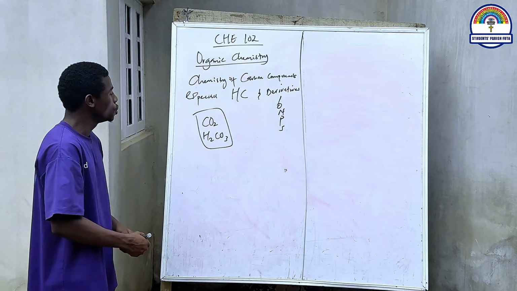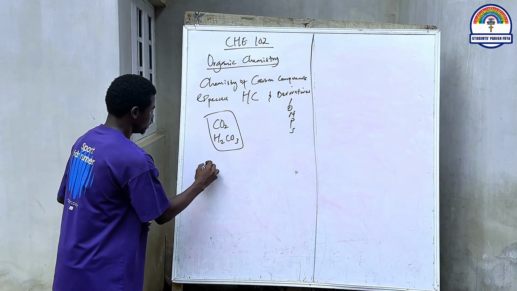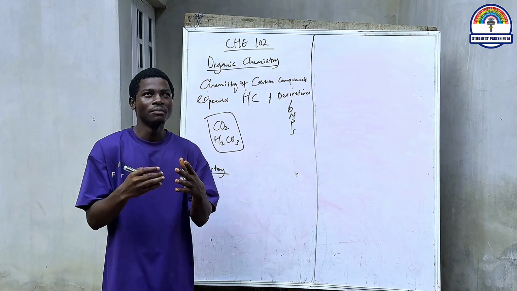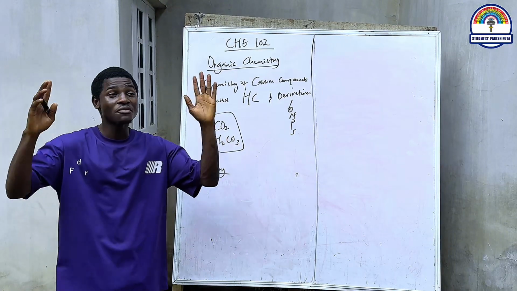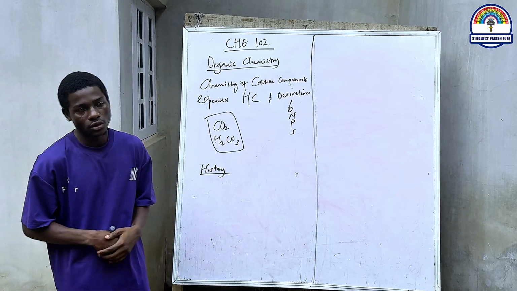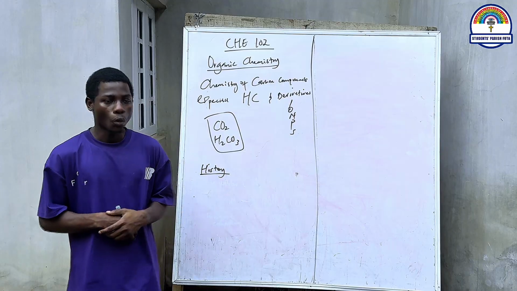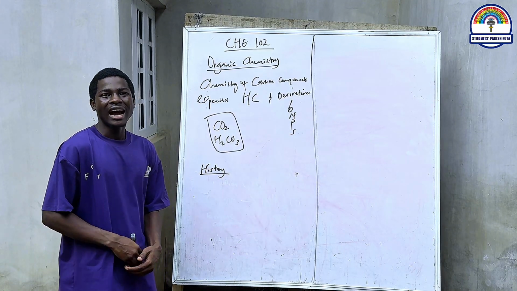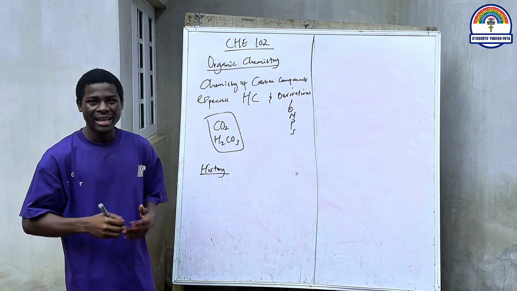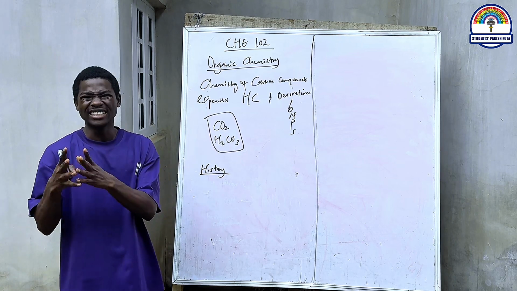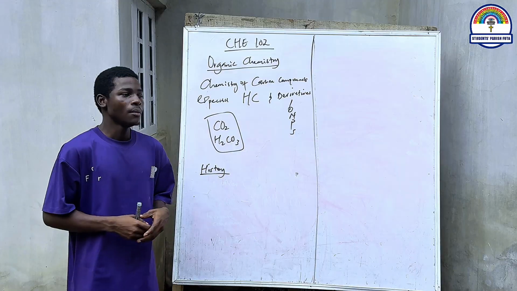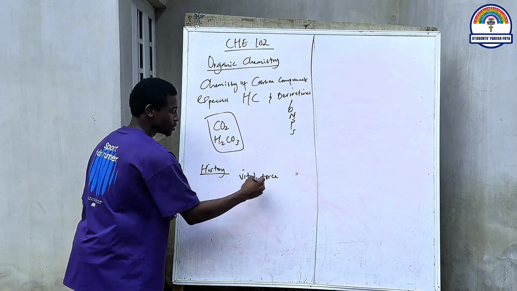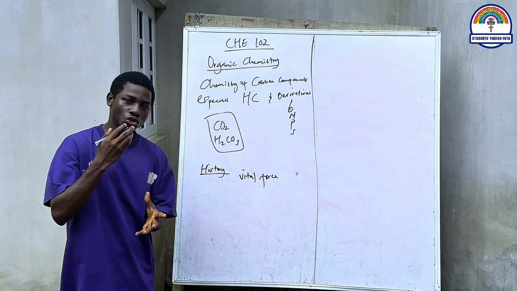Now let's take a little bit of history about organic chemistry. A lot of years back, around 1801 and so on, scientists believed that organic compounds can only be gotten from organisms, that is, living organisms, because there is a need of a huge force. They call it the vital force that you need before you can produce organic compounds.